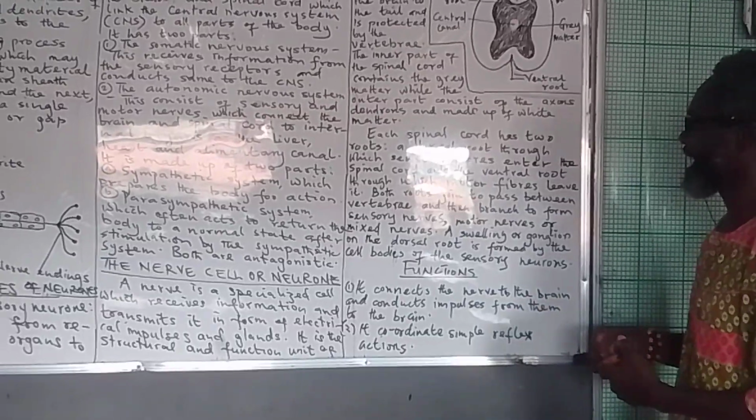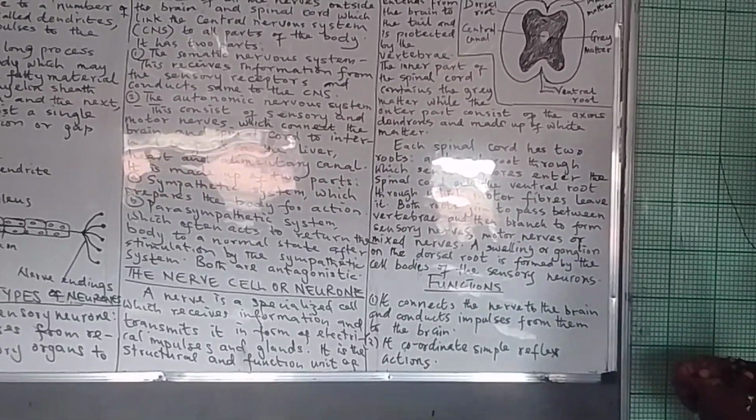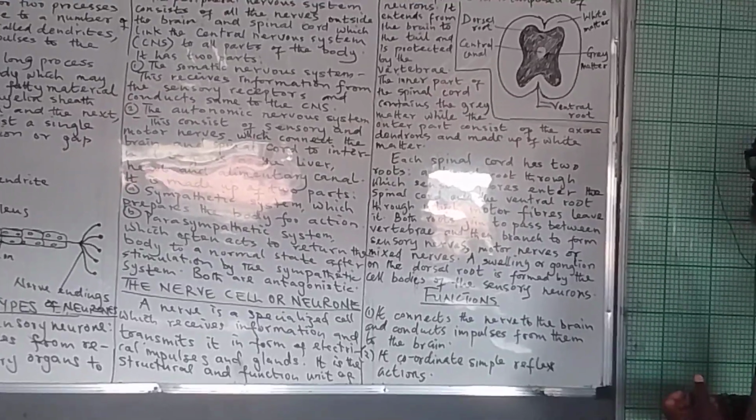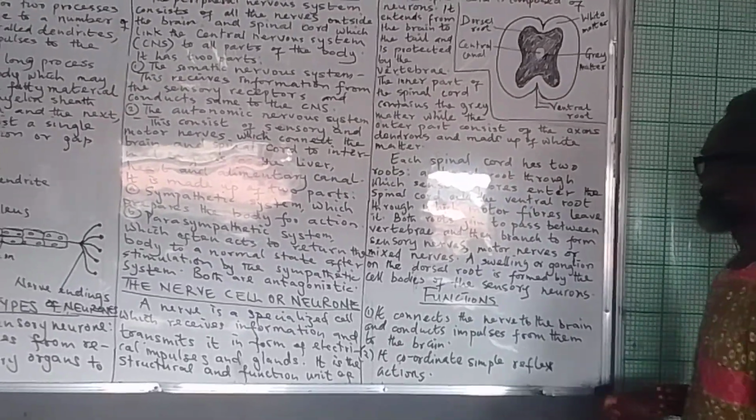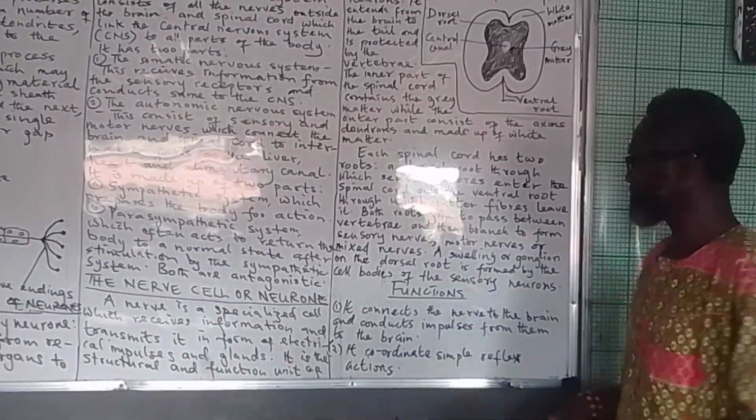So the swelling or ganglion on the dorsal root is formed by the cell body of the sensory neurons.